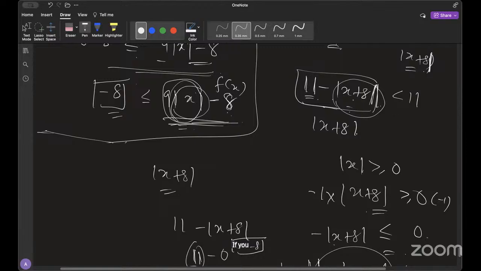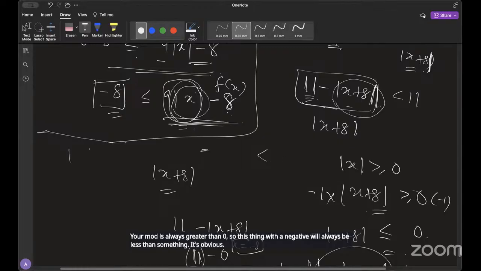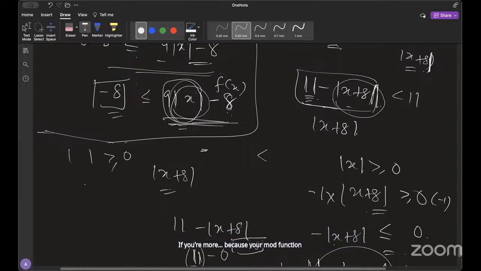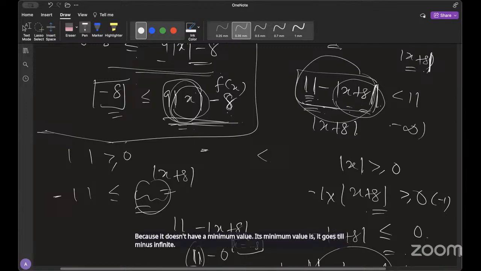If you have a negative in front of your mod, you don't even have to have this thing here. If you have a negative, it's obvious your mod is always greater than 0. So this thing with a negative will always be less than something. It's obvious, because your mod function is always greater than 0, so negative of this is always going to be less than something. So you will only have less than something here. You can't determine the minimum value of this because it doesn't have a minimum value. Its minimum value is it goes till -infinity.